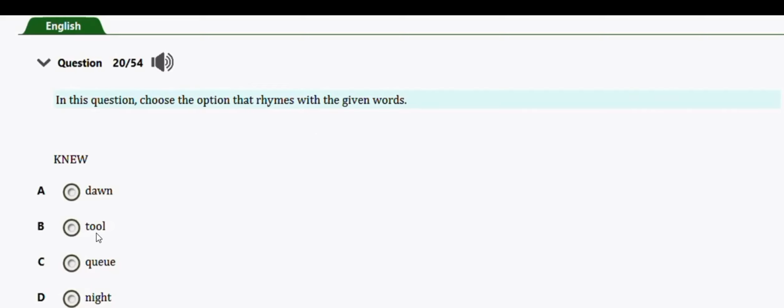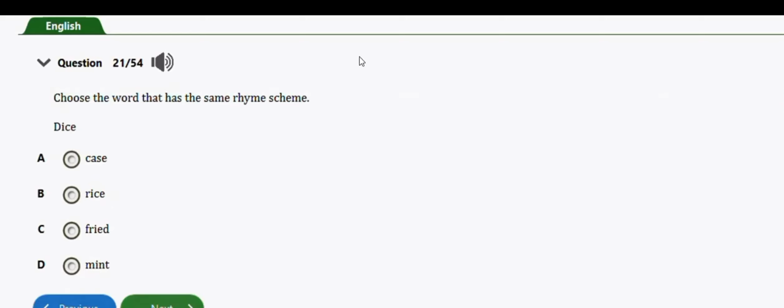We have done, to, kill, night. It is obvious. The right answer is option C, which is kill. Next question. It says the one that has the same rhyme with rice. We have case, rice, fried, mint. The right answer is option B, which is rice.